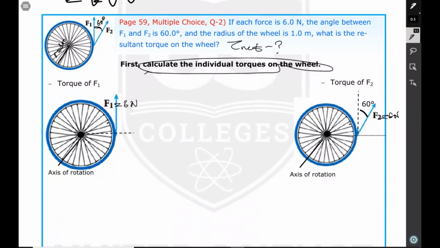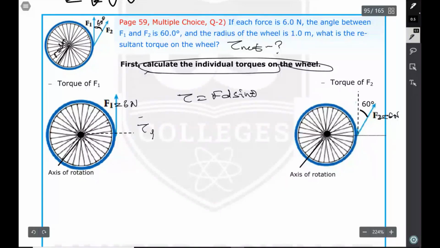The equation for calculating the torque, we know, is torque equals F d sine theta. For the first one, torque 1. First determine the direction of rotation. Does F1 cause a clockwise or counterclockwise rotation about this axis of rotation? It is counterclockwise. Show it like this with an arrow. This force causes counterclockwise rotation, so it must be positive.